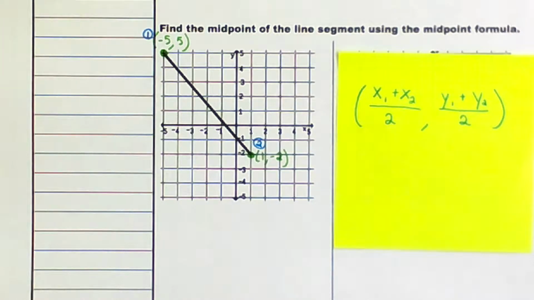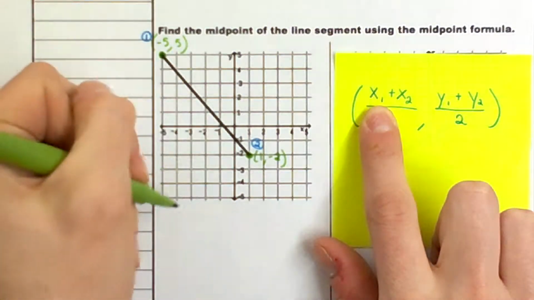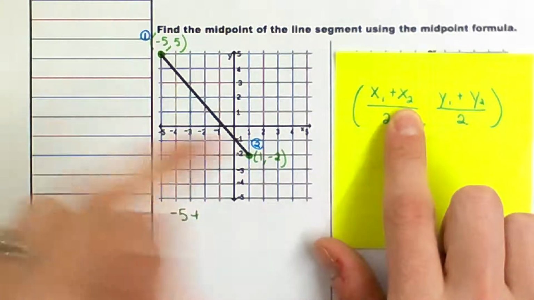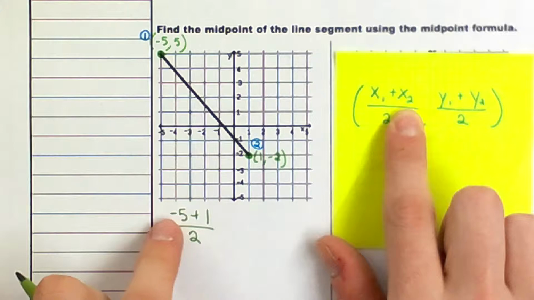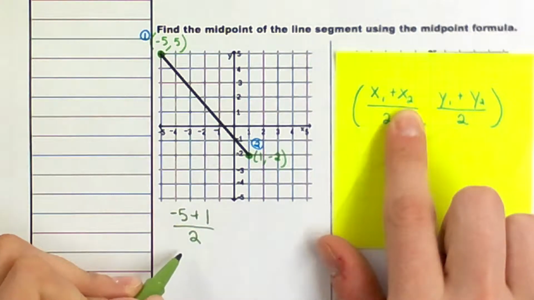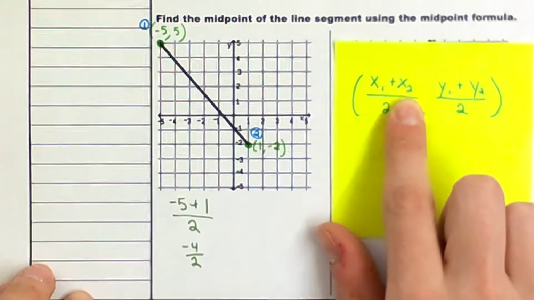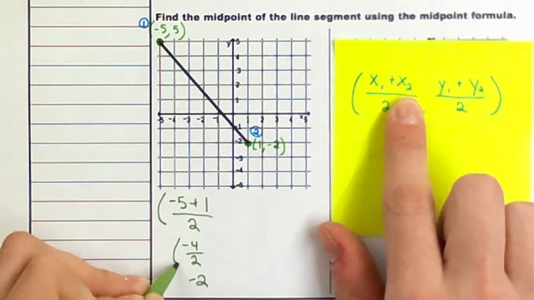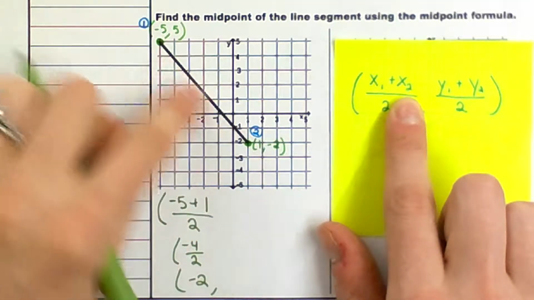So we're going to use x1, which in this case is the x-coordinate, -5. Plus my x2 number, the x value of the second point, which is 1, and I'm going to divide that by 2. So -5 plus 1 is -4, and -4 divided by 2 is -2. So what we've just calculated is the x-coordinate for the midpoint, the center point of this line segment.